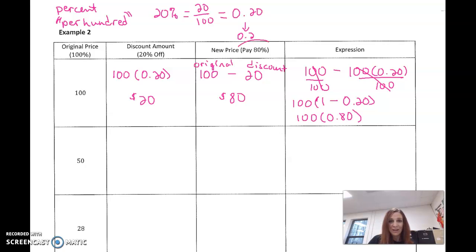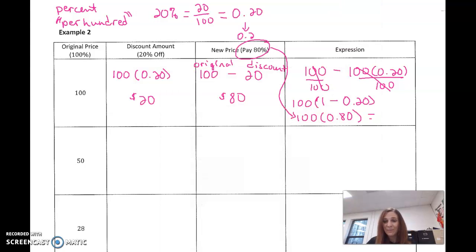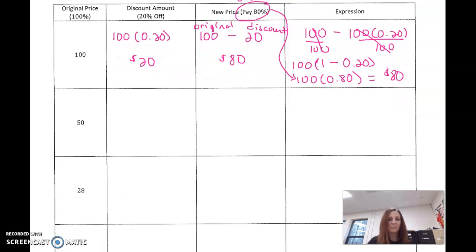Right here, if you're paying 80% of something, we can just take the 80% times 100. And if you go 100 times 80% or 80 hundredths, you get $80, which is the same as we got over here. Okay? Just stick with me. It's going to make more sense as we move on.